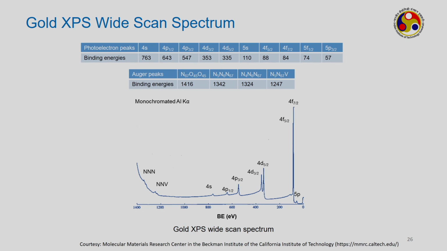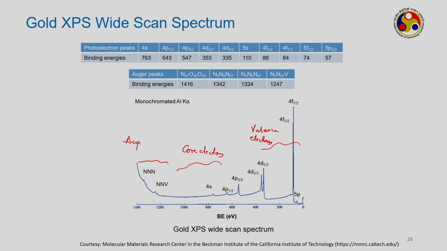For example, this is the gold XPS wide scan spectrum. If you see, the binding energies are plotted. These are the binding energies for the valence orbitals. As I told you, it is divided into three. 2p, 4f, these are all valence electrons. Then you have the core electrons somewhere here. Then here you have the Auger electrons.